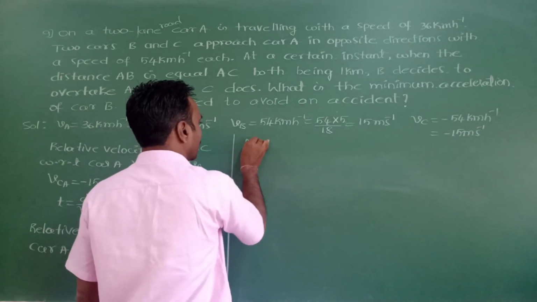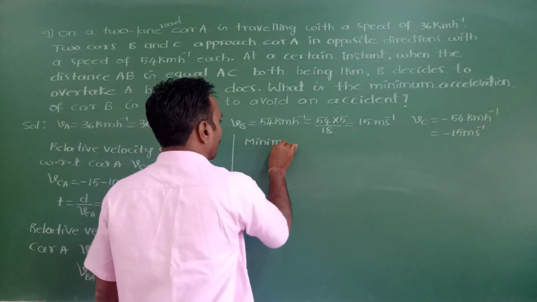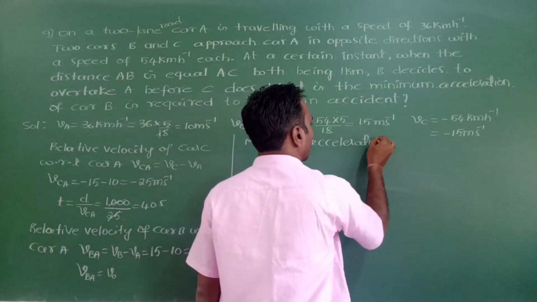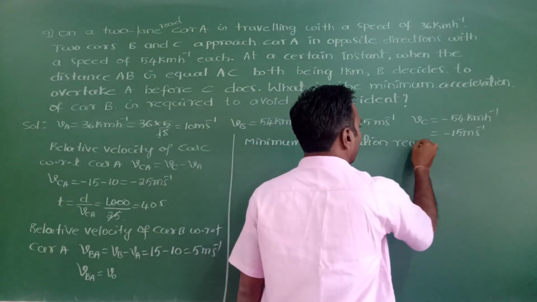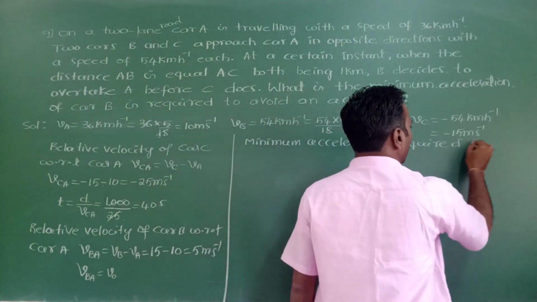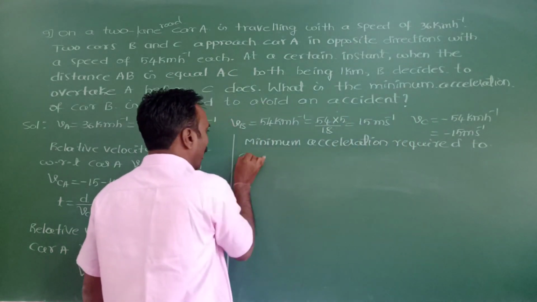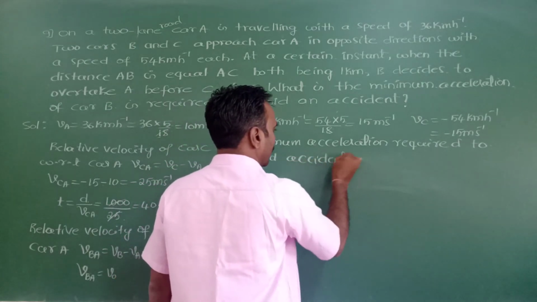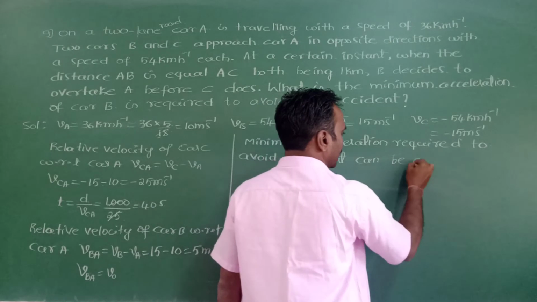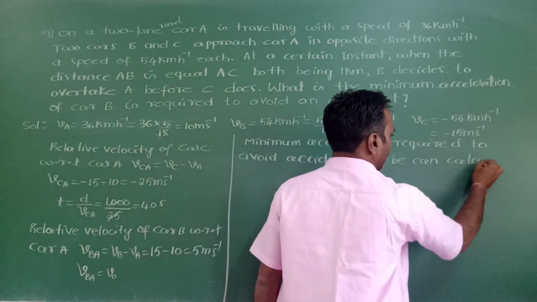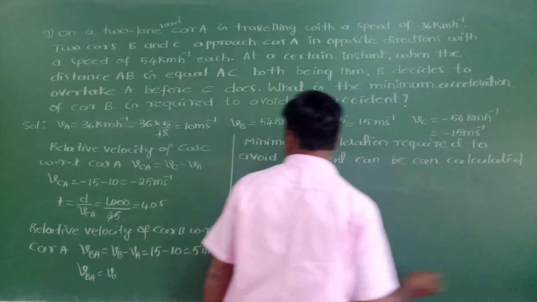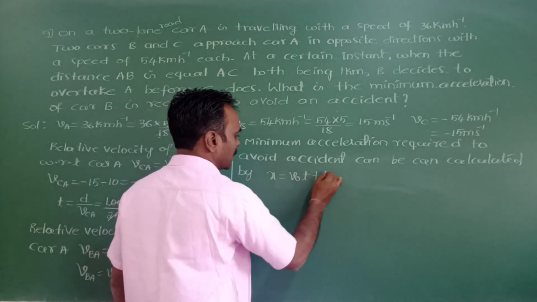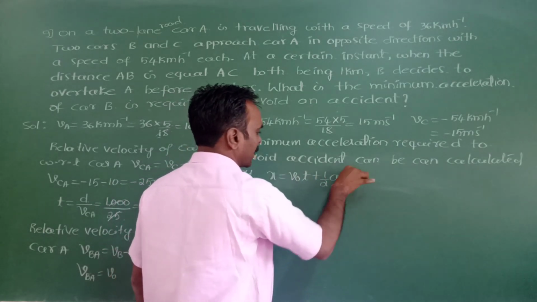Next, the minimum acceleration required to avoid an accident can be calculated by x equal to v naught t plus half a t square.